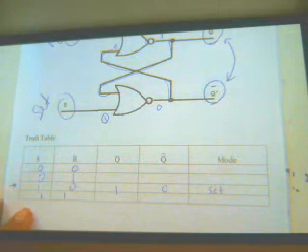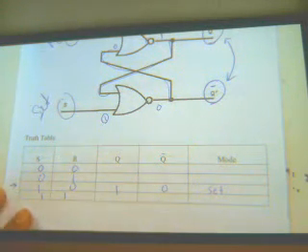So let's get a different color. We're color coordinated today.